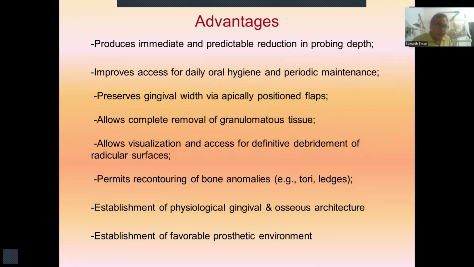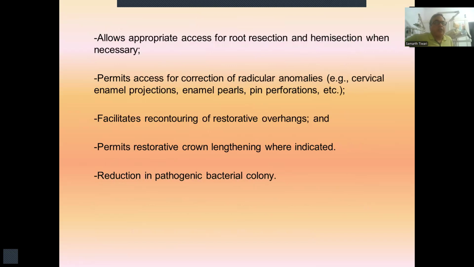Advantages: it produces immediate and predictable reduction in probing depth, improves access for daily oral hygiene and periodic maintenance, preserves gingival width via apically positioned flaps, allows complete removal of granulomatous tissue, allows visualization and access for definitive debridement of radicular surfaces, permits recontouring of bone anomalies, establishment of physiological gingival and osseous architecture, establishment of a favorable prosthetic environment, allows appropriate access for root resection and hemisection when necessary, facilitates recontouring of restorative overhangs, and permits restorative crown lengthening where indicated, and reduction in pathogenic bacterial colony.